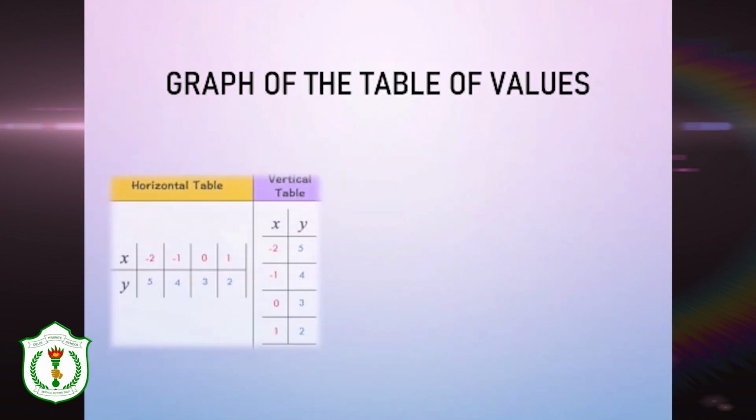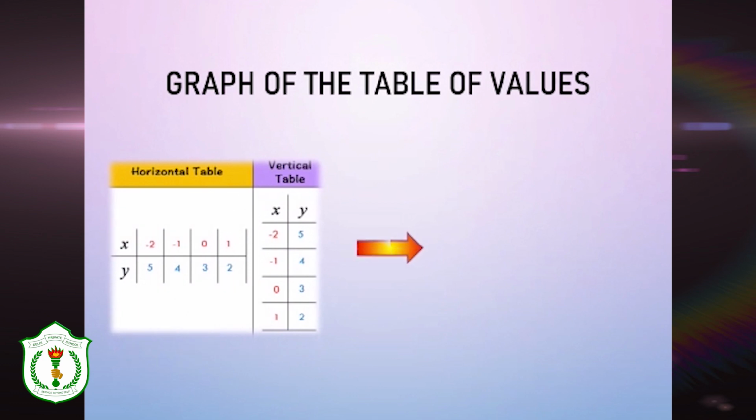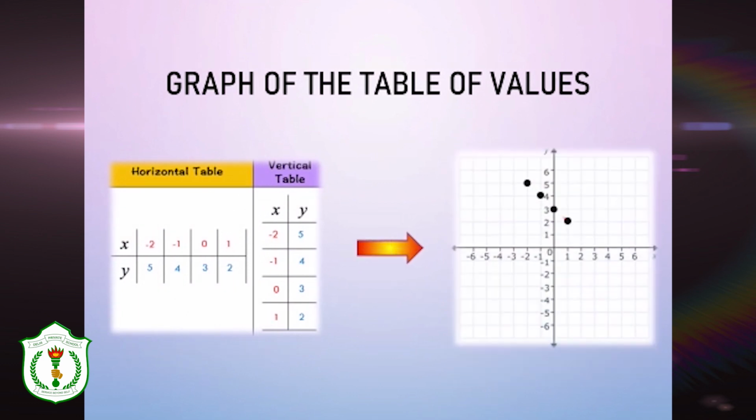Graph of the table of values. The table of values we learned earlier can be represented in a graph. To do this, plot the points according to the value of x and the value of y, and just join the points with a line and you're done.